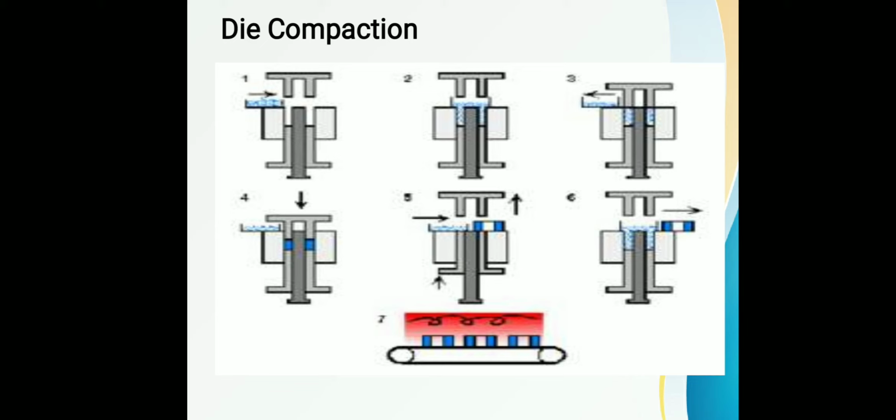Then in the third figure, we can see the feeder has been moved out, and the upper punch falls onto the powder particles in the die. And in the fourth figure, we can see the upper punch applies pressure on that powder.